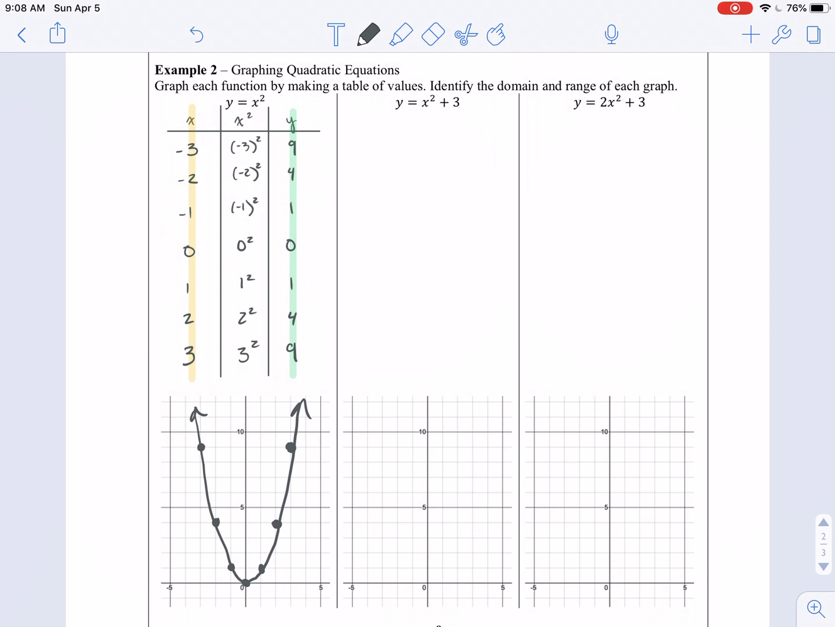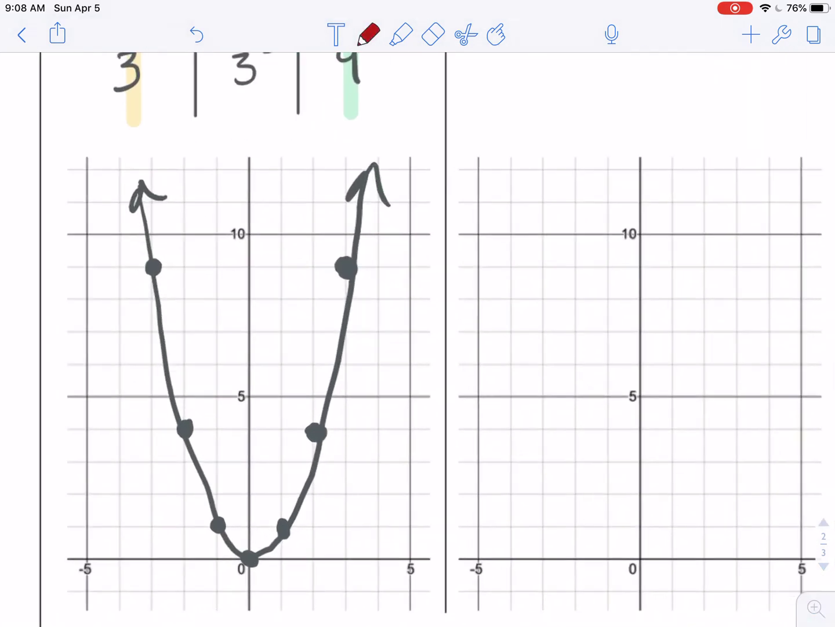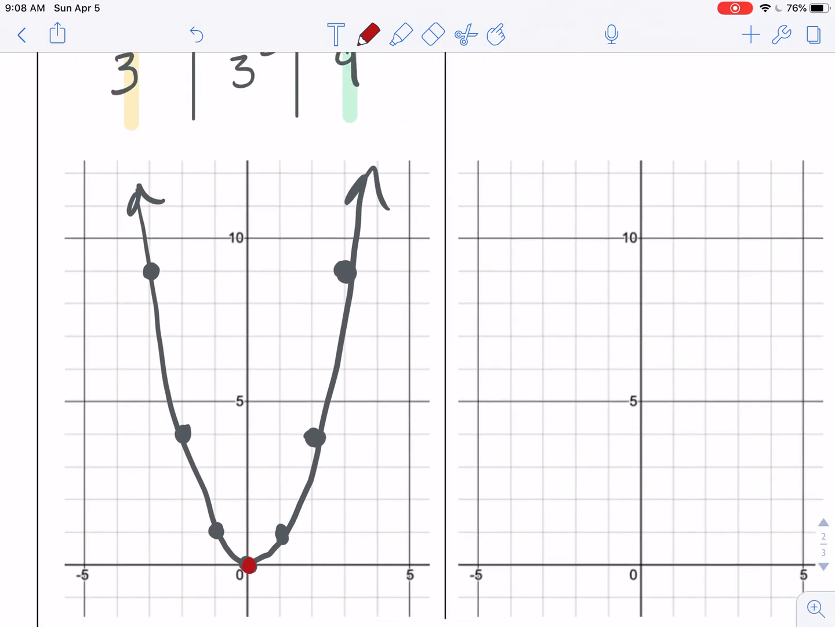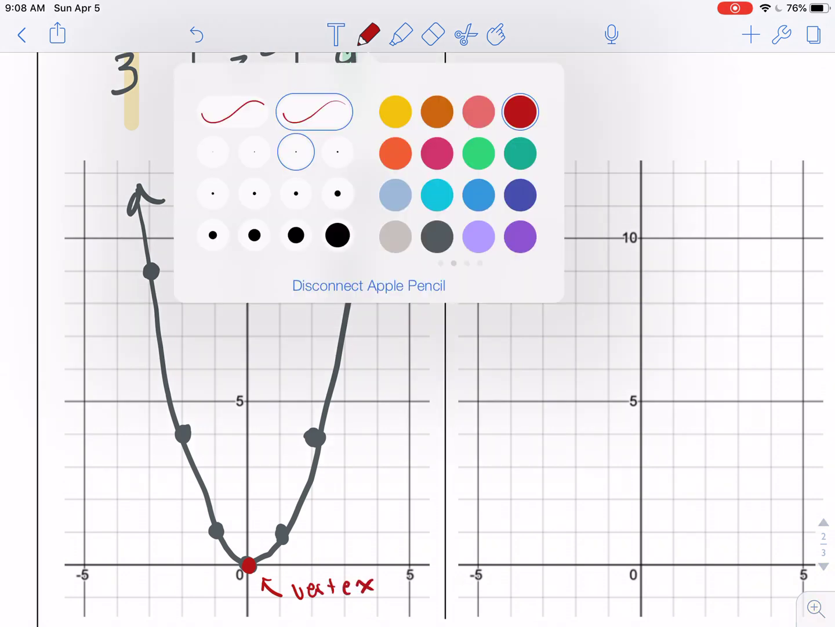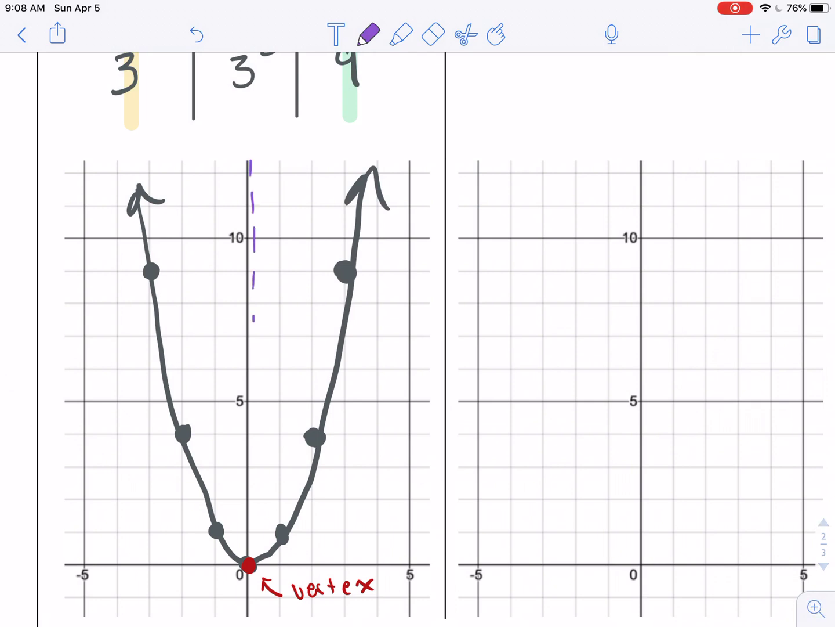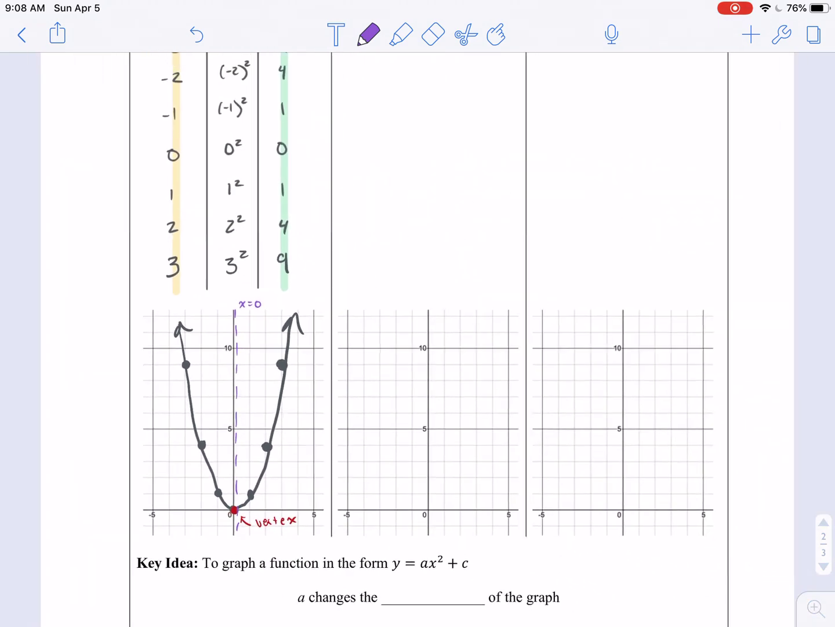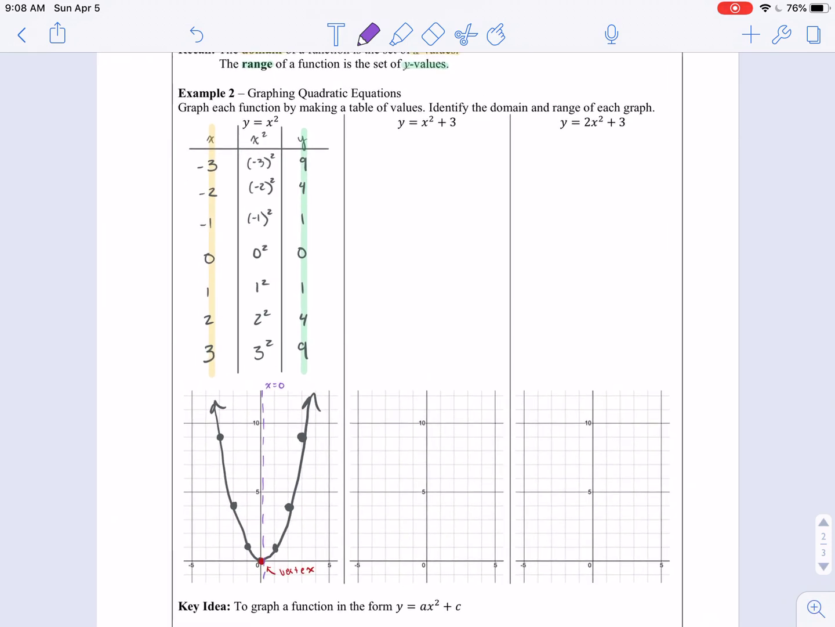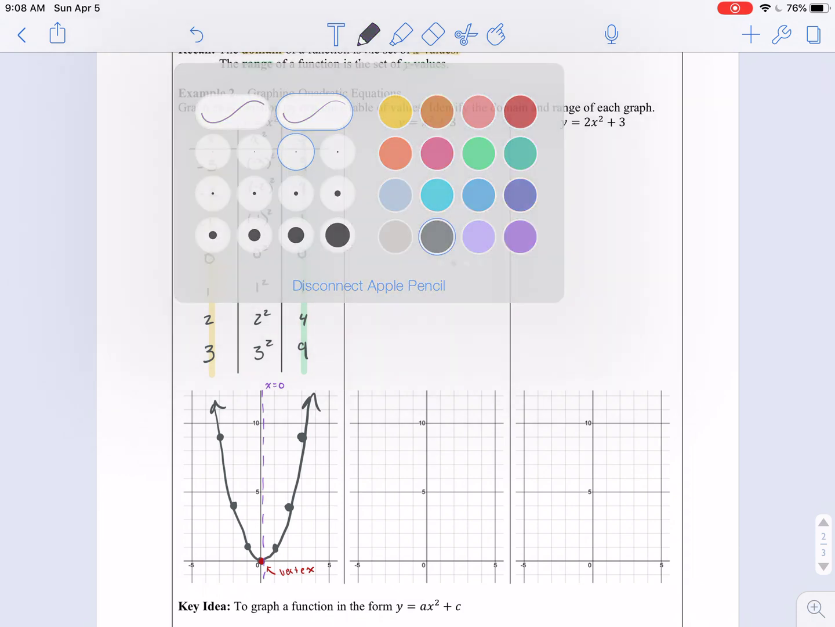Excellent. You'll notice that the vertex is here at 0, 0. 0, 0 is our vertex. And our axis of symmetry is right here at x equals 0. So that was our first function. Now we're going to see what happens when we adjust our function just a little bit.